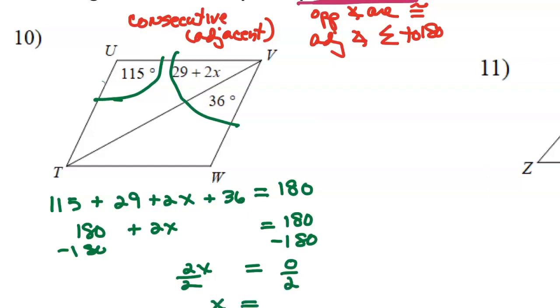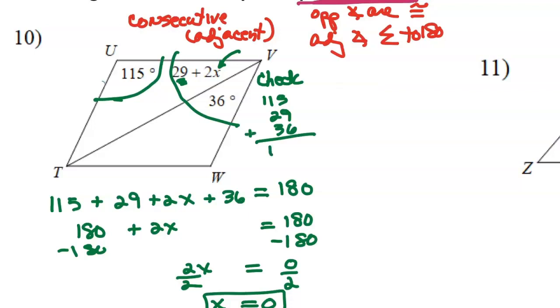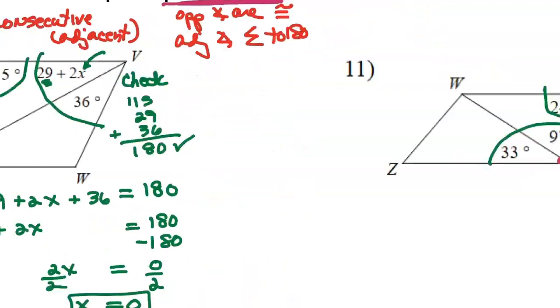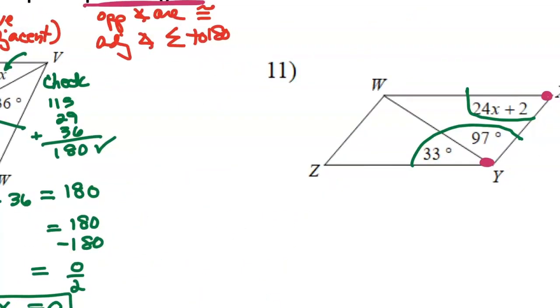So x equals 0 is your answer for x. Now that does not mean that the angle equals 0. It just means that this x equals 0. Therefore, the top of angle V is just 29. So let's check. Why don't we add things together now? If I have 115 and 29 and 36 and I add those all together, I'm going to get 180. It checks. It's all good.